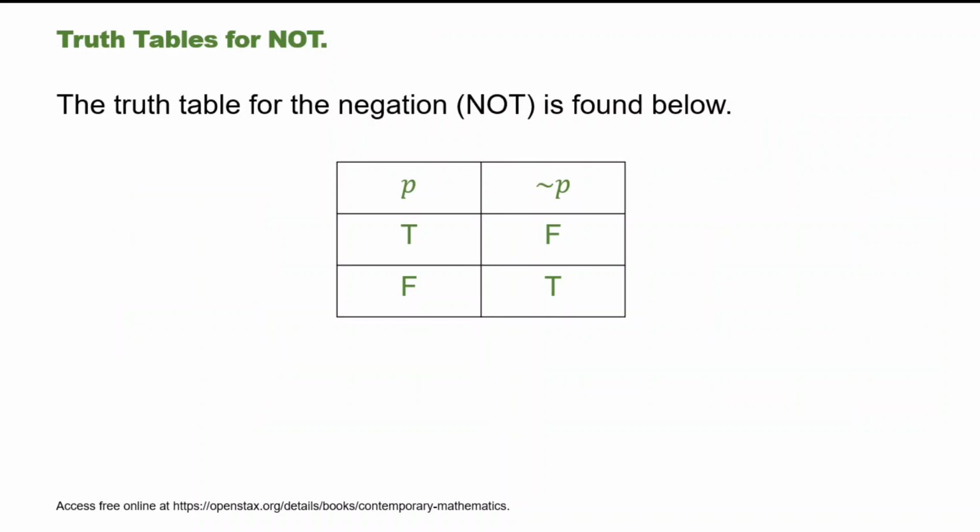Truth table for not. The truth table for the negation, or not, is found below. Because not only acts on one operand, we have one logical statement P with truth values that are true or false, and then not P, which is the negation. So that second column is false, true. The negation of each is the swapped truth value, from false to true, true to false.